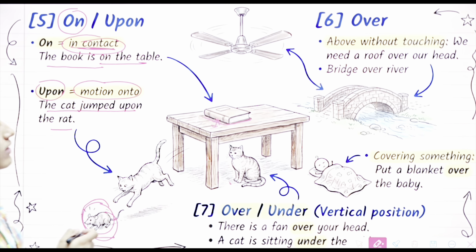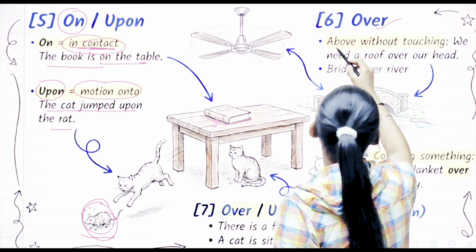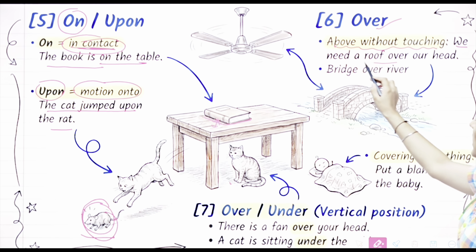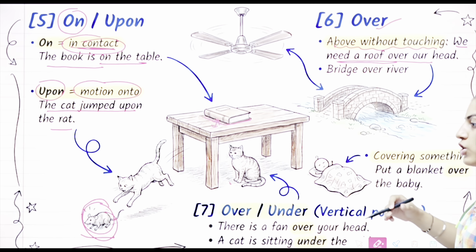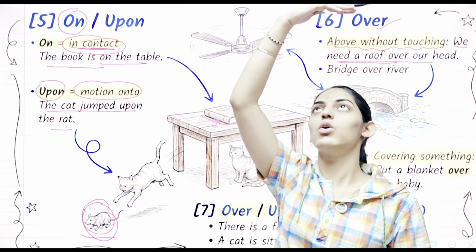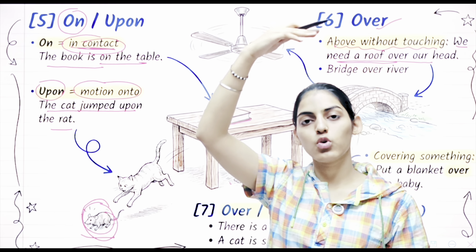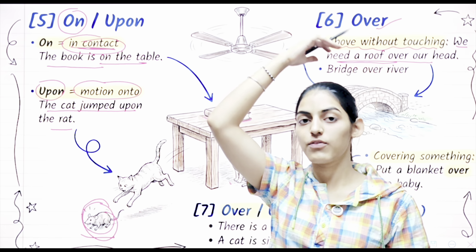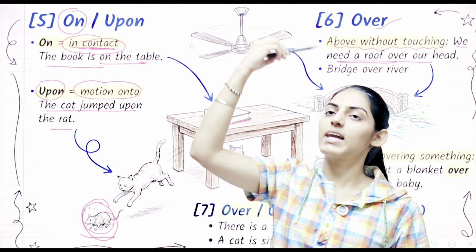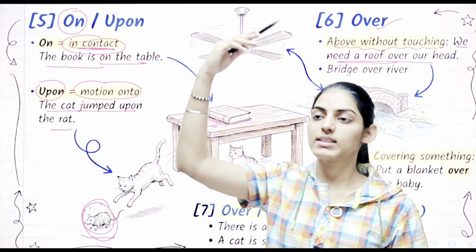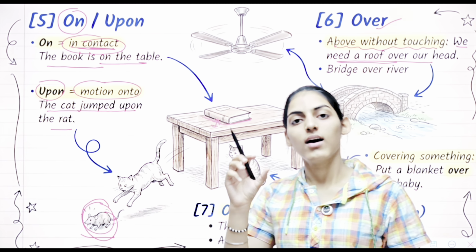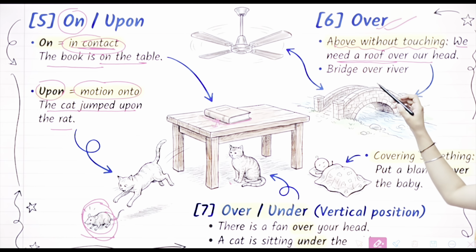All right. Now then we have is over. Above without touching. For example, we need a roof over our head. So the roof is not touching our head, but it is over our head. If the roof is on our head, we have contact with the roof, but it is not in contact. There is a gap between roof and our head. So we will say over. All right. This is very important.